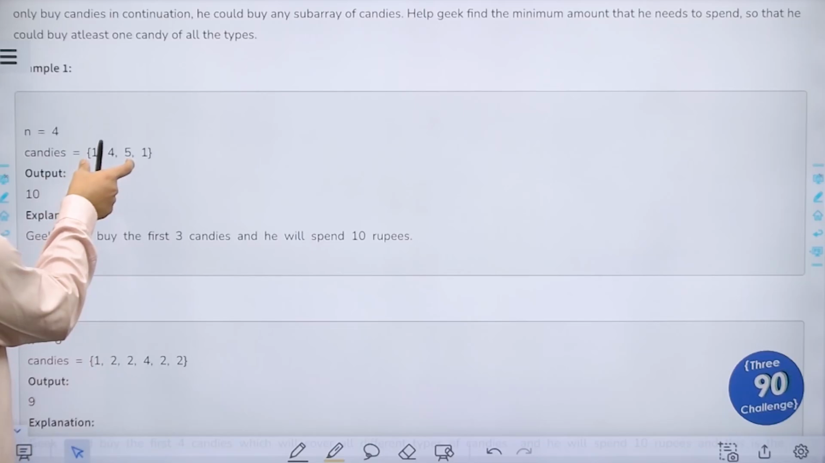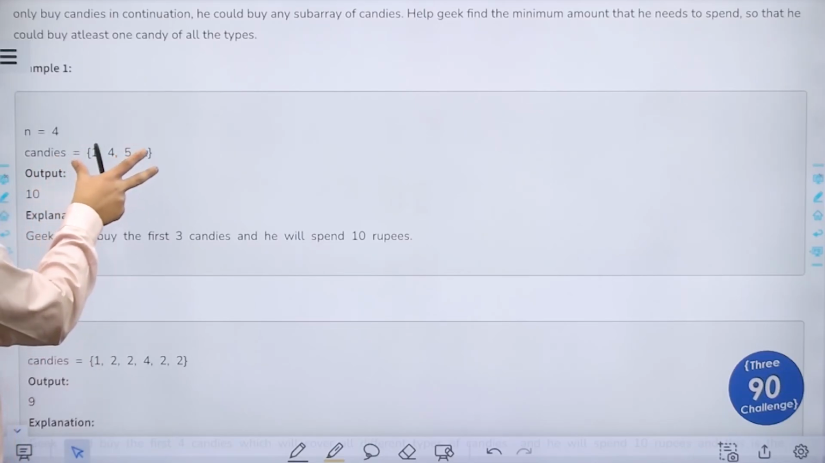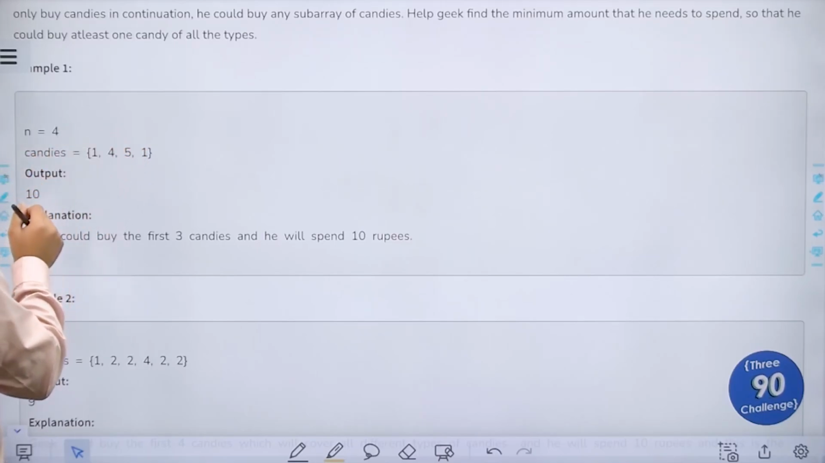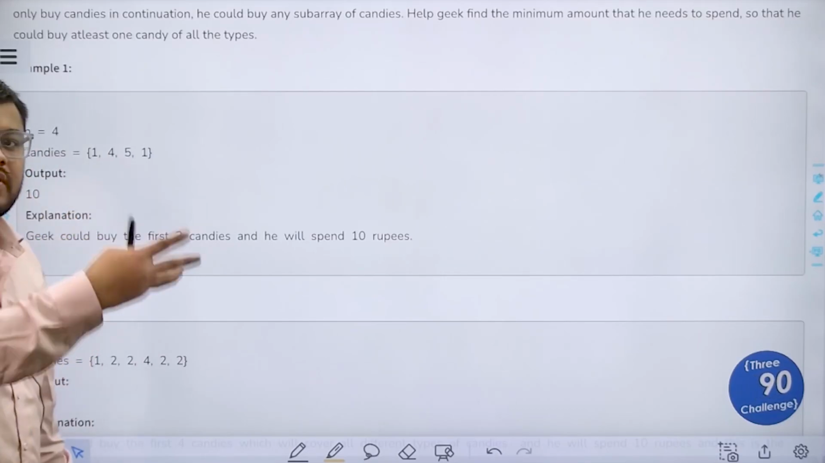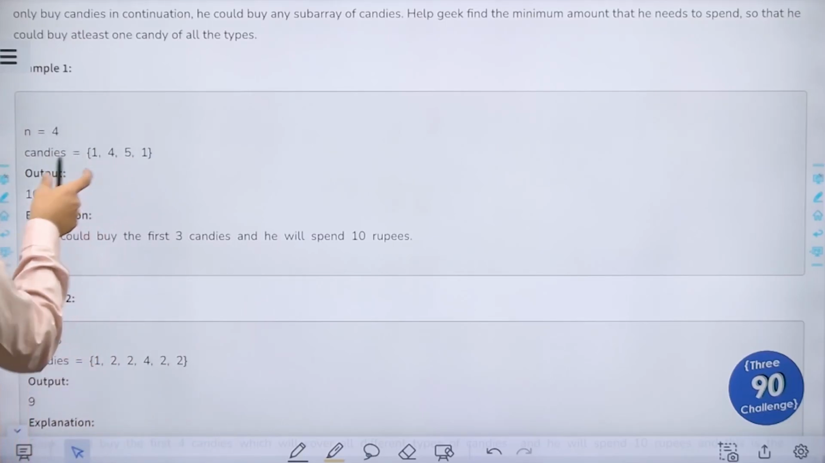So Geek can test these first three candies, which total cost will be 10. He can also buy all four candies, which is a subarray and which also contains all unique types of candies. But in order to minimize the cost, we will try not to repeat the same price candies. So with this subarray of size 3, we can get all three types of candies, so the minimum cost is 10.